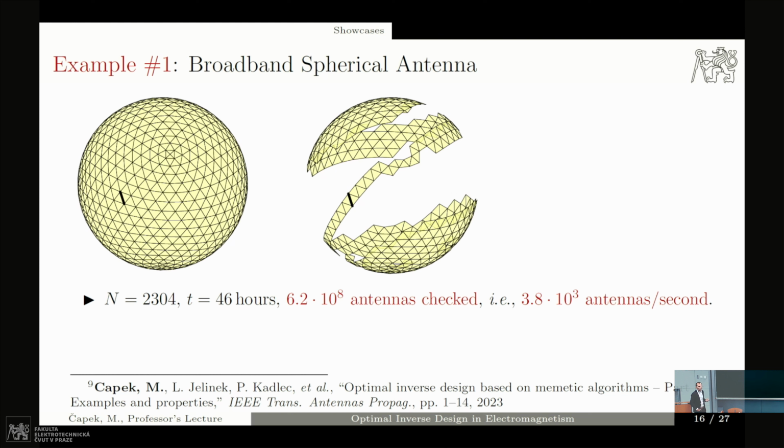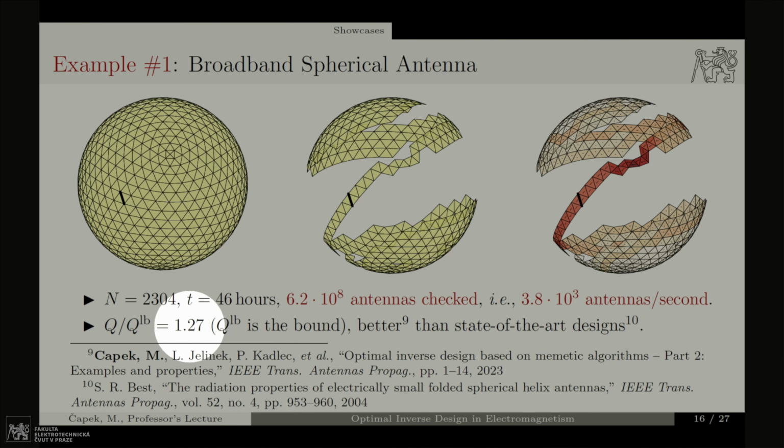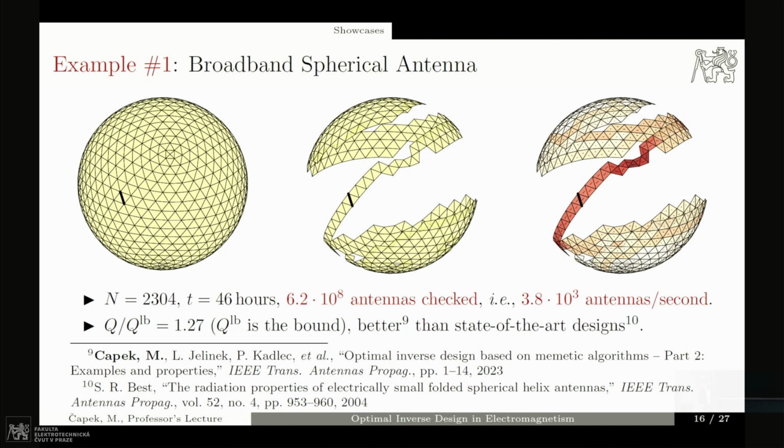It's quite ugly. The current on that is this one. But even the fact that it's quite ugly, it is only 27% from the fundamental bound, which is somehow preset by physics. It cannot be then done better. And by the way, it's far the best design which can be found in the literature, at least according to this metric. Of course, it took 46 hours to optimize that, so quite a long simulation.